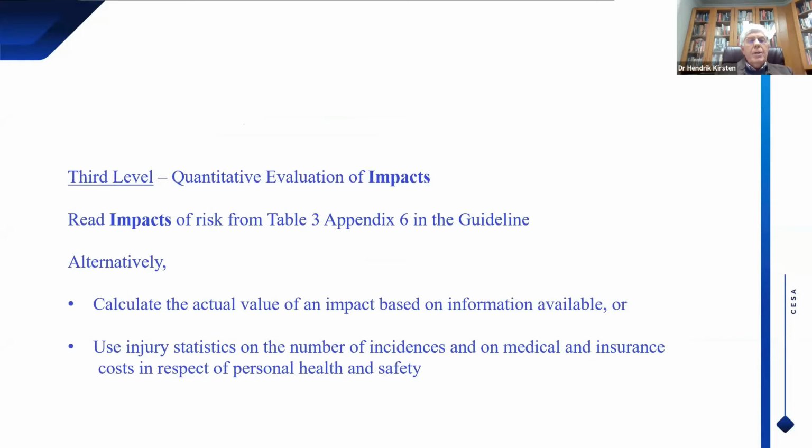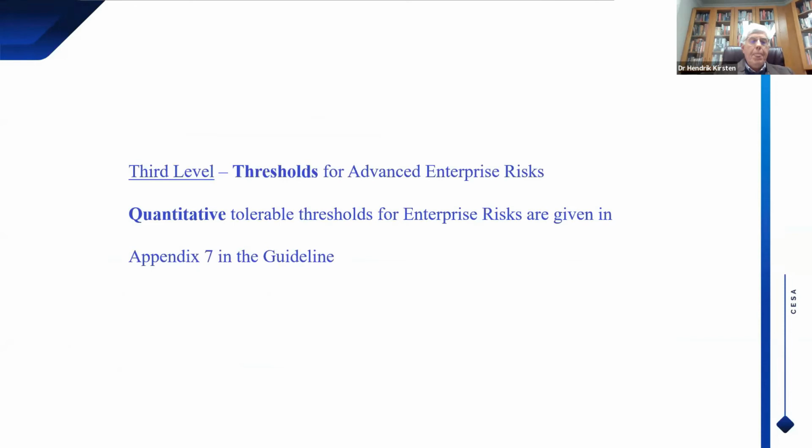Now, the quantitative evaluation of impacts. You can read impacts of risk from Table 3 in Appendix 6 of the guideline. Alternatively, you can calculate the actual value of an impact based on information available, or in the case of health and safety, you can use injury statistics on the number of incidences and on medical and insurance costs in respect of personal health and safety. Quantitative tolerable thresholds on enterprise risk are given in Appendix 7 in the guideline.